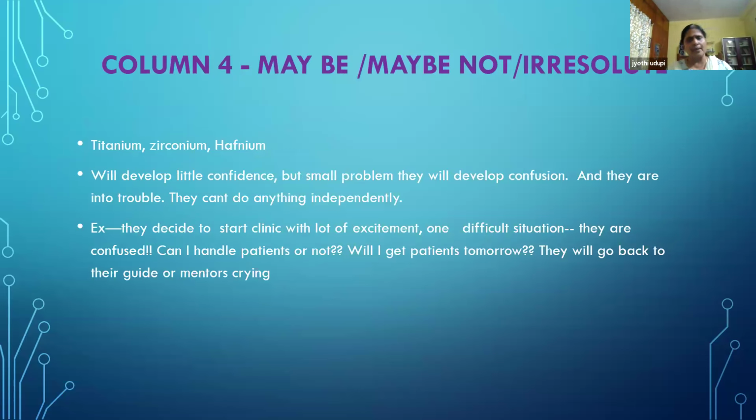Column 4, maybe, it may not. Irresolution is always there. Titanium to hafnium. They will develop a little confidence. But a small problem, they will develop confusion, because they're very close to column 3, right? And they are in trouble. They can't do anything independently.